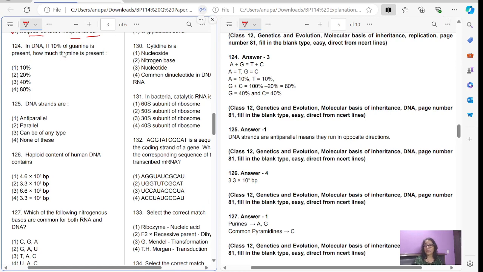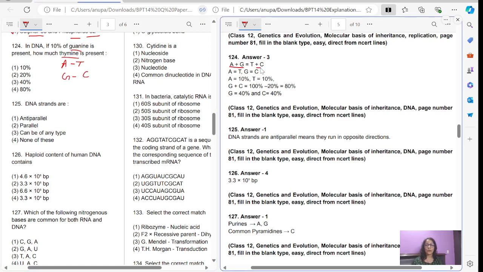It states that in DNA, if 10% of guanine is present, how much thymine is present? Means in DNA, percentage of guanine is given, and we know that A is equal to T. A pairs with T and G pairs with C. And A plus G is equal to T plus C. And A is equal to T and G is equal to C. So if A is 10%, then T automatically will be 10%. It means A and T constitute here 20%. So out of 100%, G plus C will be 100 minus 20, that is 80%. So in 80%, G will be 40% and C will be 40% because they are equal.